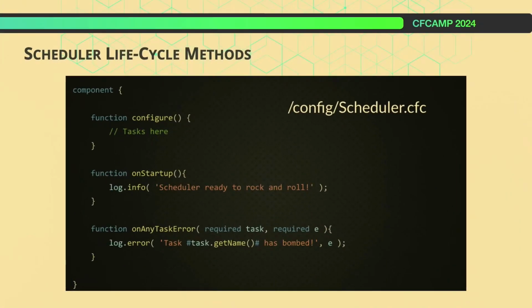So here are some examples. I have onStartup, I log it. I want to make sure that my schedulers are logged when they start up. And I have an onAnyTaskError, and I have a beautiful "task has bombed" message, right? And I put the exception, right? So you have control over these. Like I said, since now we're in a class, you can put more design patterns into it, right? You can create a base scheduler that has all the exception handling needed for your company in one format, right? And all your schedulers will inherit from it.